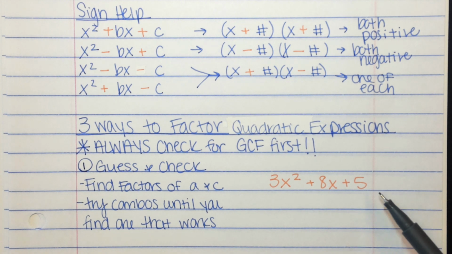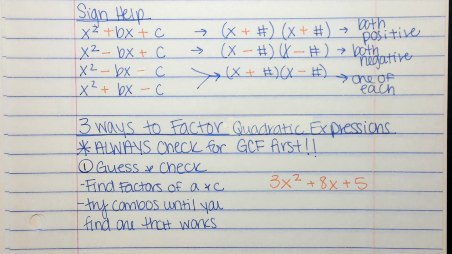So I'm going to work out this example, 3x squared plus 8x plus 5. I'm going to work out the same, or factor the same quadratic expression each way, so you can see how they all lead to the same answer. It's just a different way to get there, okay?